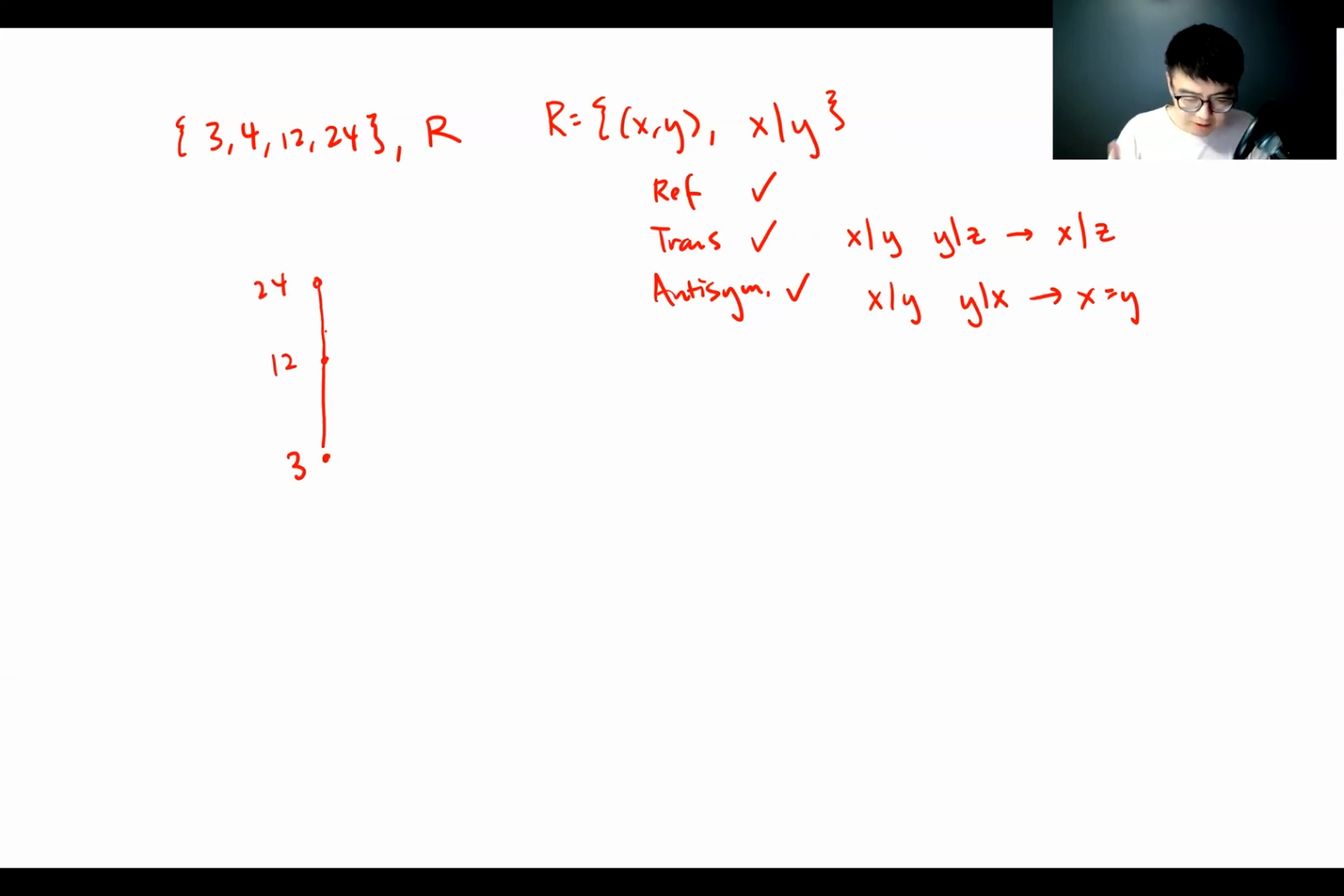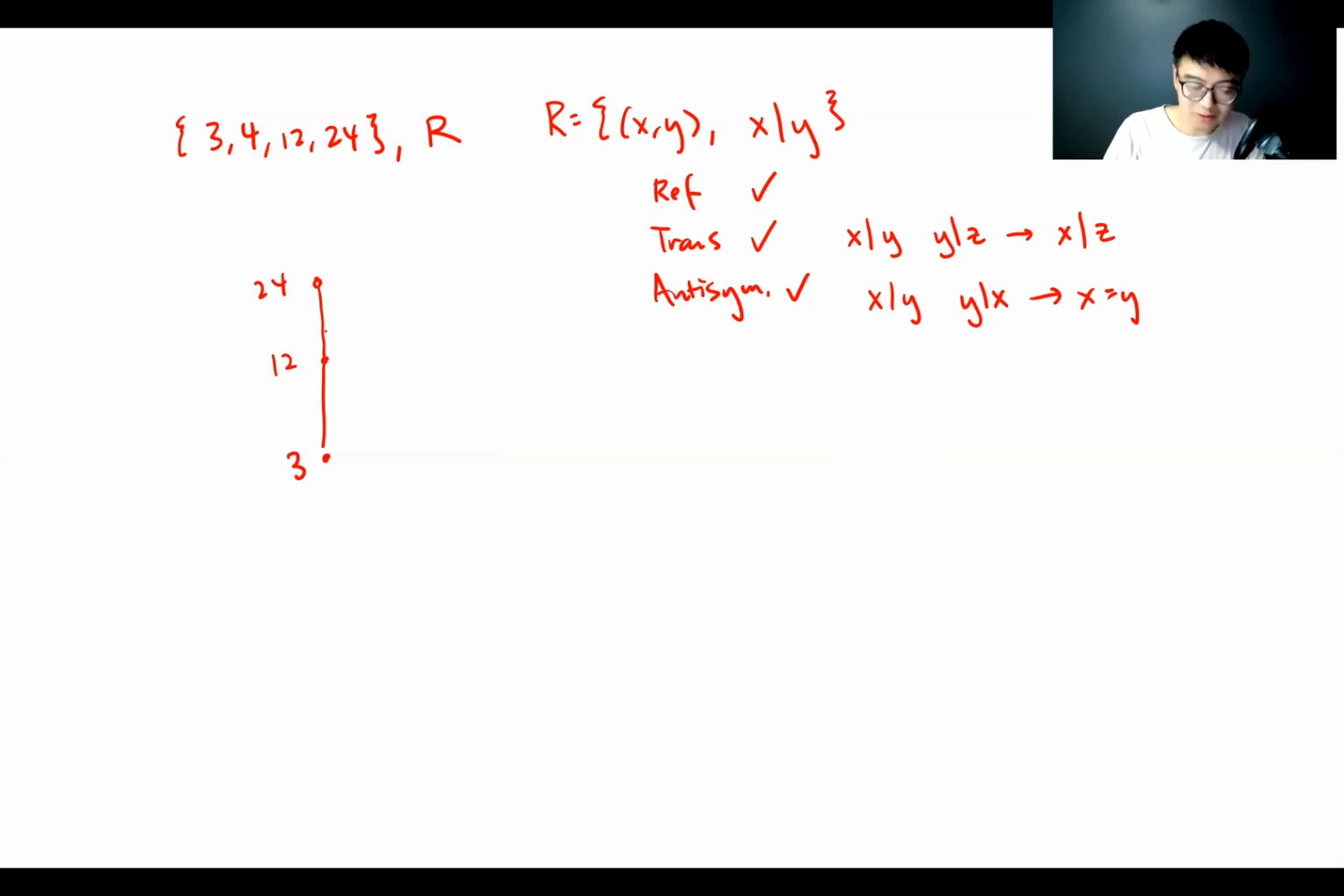Now, remember our definition of the Hasse diagram. We said if you have a point, it is related to itself as well as all of the points above it that it is connected to. So here we can see that 3 is related to 3, so 3 divides 3. 3 also divides 12, and 3 also divides 24, which is good. We still have that definition for the Hasse diagram.